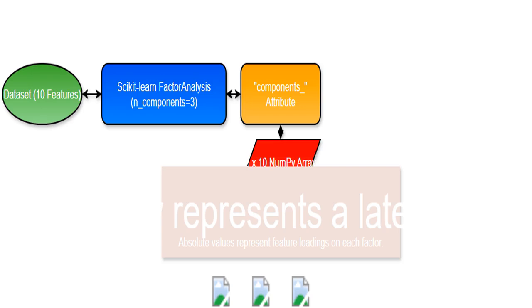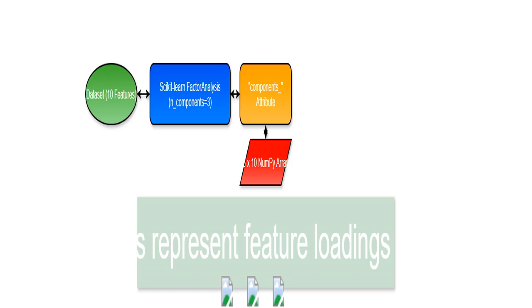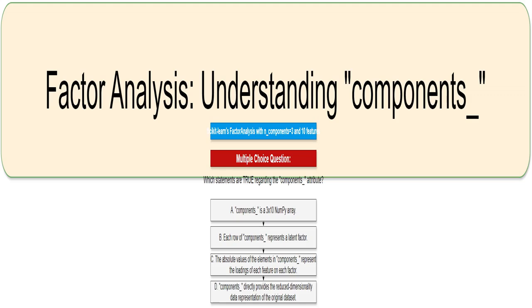Each of the 3 rows in the array represents one of the 3 underlying factors that we found. The numbers in the array are called loadings. The absolute value, positive value, of each loading shows how strongly each feature relates to the corresponding factor. A larger value means a stronger relationship. I'll explain what the components underscore attribute means in factor analysis.